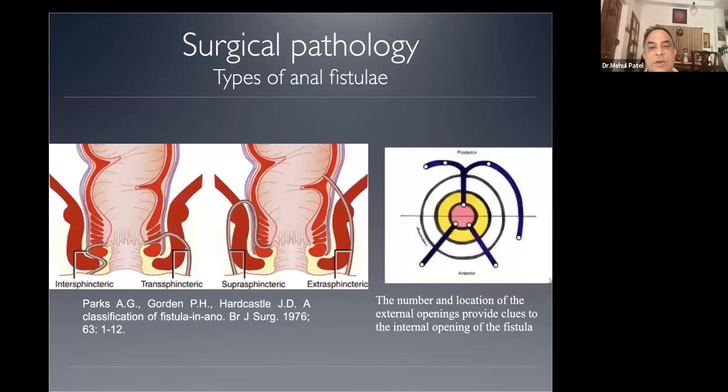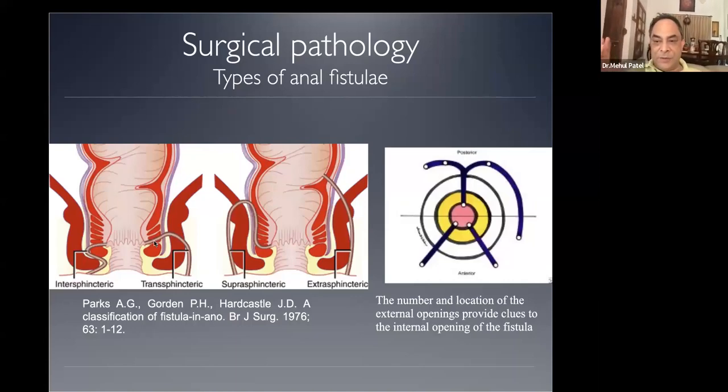So next, let us go to this, because I know that you guys know this very well, but it still is important to go through the surgical anatomy, because at the end of the day, with MRI, we are only trying to reproduce the same surgical anatomy. Okay. So this is the Parks classification of the 4, or according to some people, 5 types of perianal fistula.